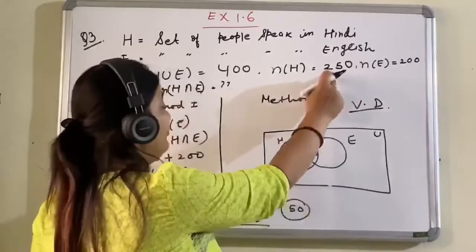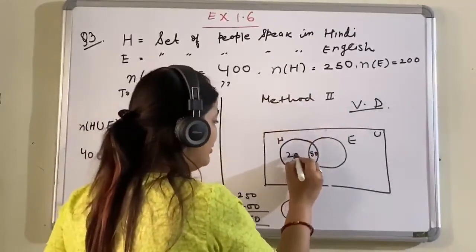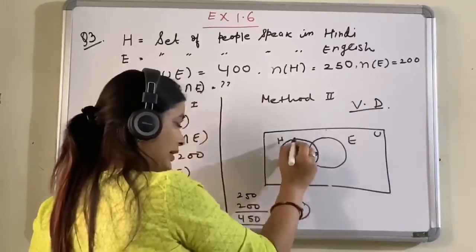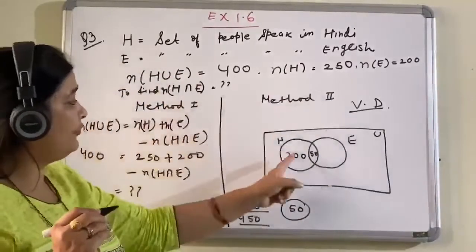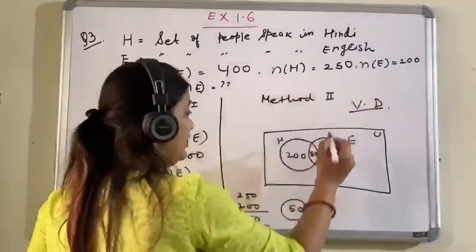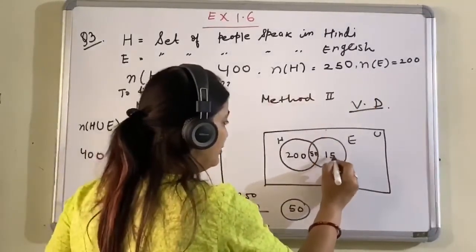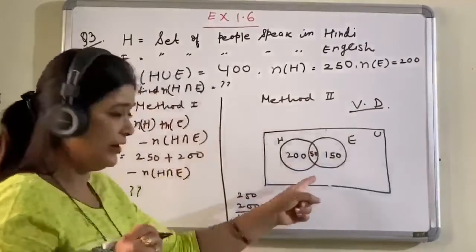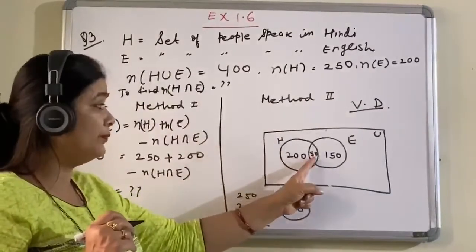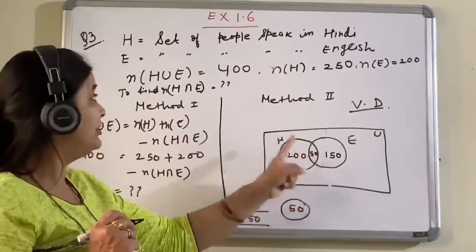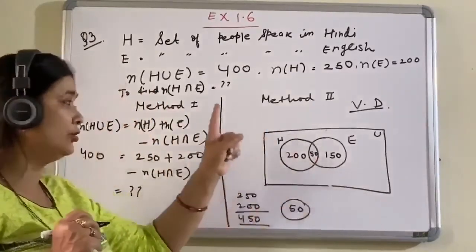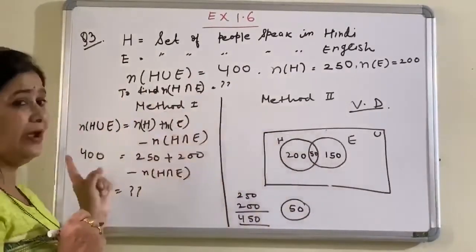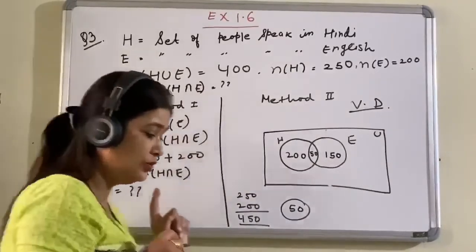How many are only in Hindi? It is 200. So in the set of Hindi people, there are 250 people, and how many only in English? 150. So the common people who can speak both Hindi and English will be 50. You can do it by Venn diagram or by formula. Now next question.